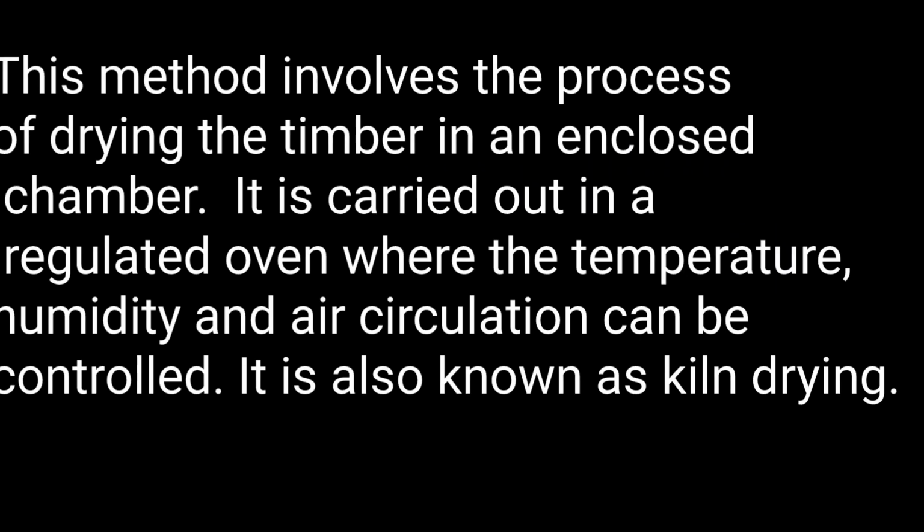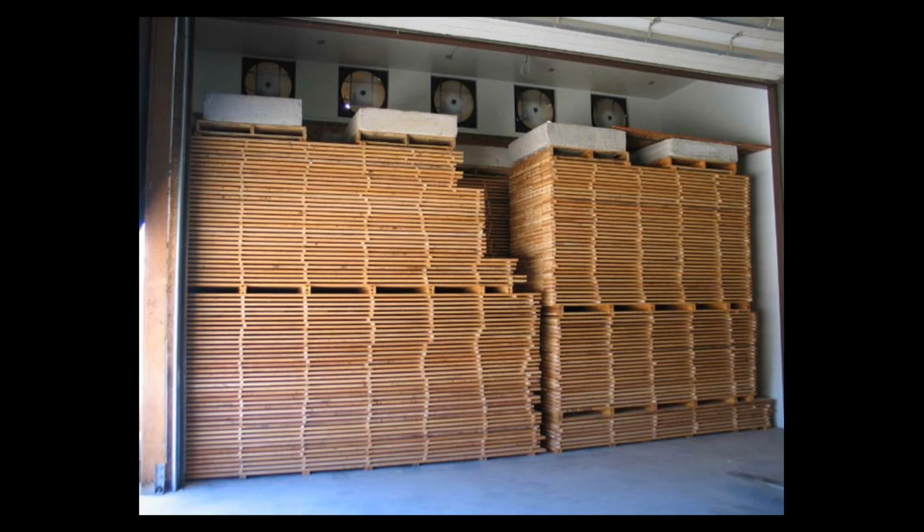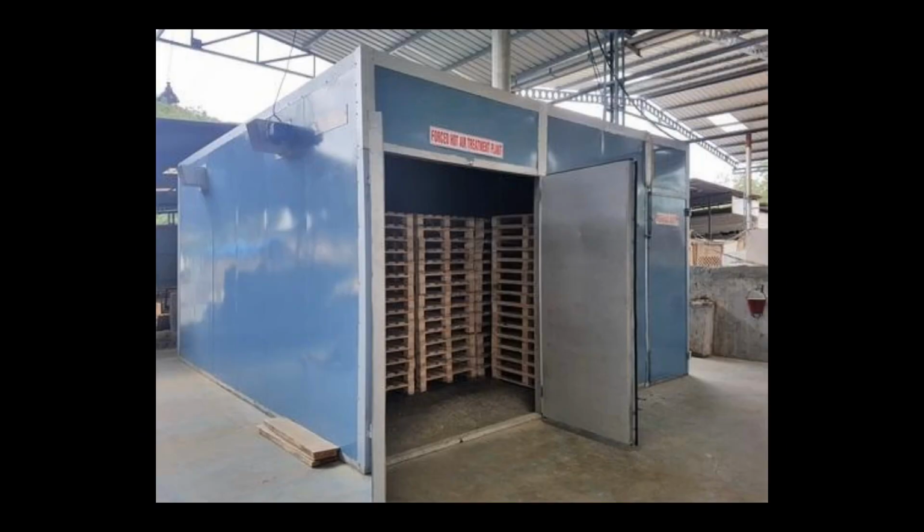I will look at the next method, which is artificial seasoning. This method is also known as kiln drying. It is carried out in a regulated oven. The timber is stacked in an enclosed compartment or chamber where the temperature, humidity, and air circulation can be controlled. The heated air makes the moisture rapidly evaporate from the surface of the timber. The time required for this type of seasoning is 3 to 12 days.